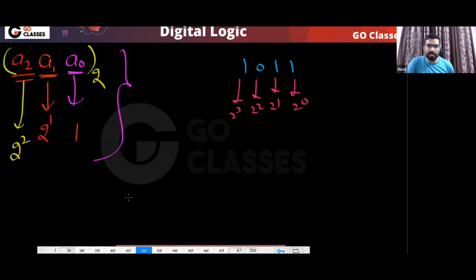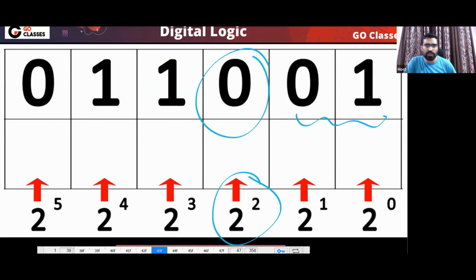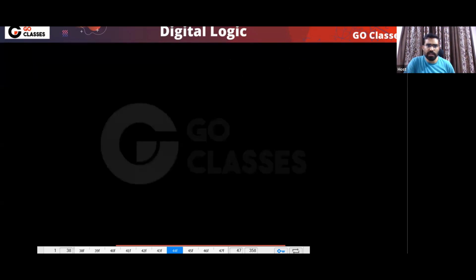So in the binary system, what are the weights? Remember, this has the weight 2 power 0, this has the weight 2 power 1. This has the weight 2 power 5 because there are 5 symbols on the right of it. This has weight 2 power 4 because there are 4 symbols on the right of it. This has the weight 2 power 3 because there are 3 symbols on the right of it. This has the weight 2 power 2 because there are 2 symbols on the right of it. So this is the idea.